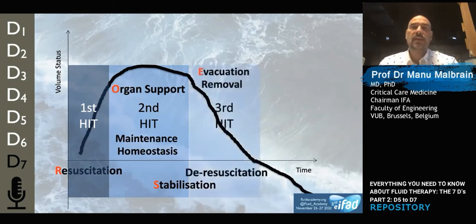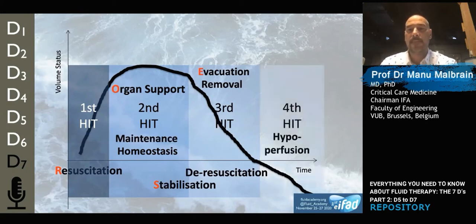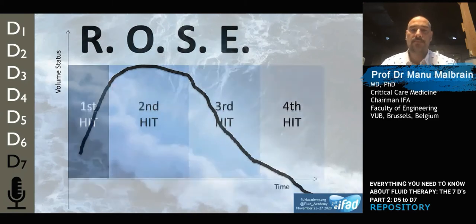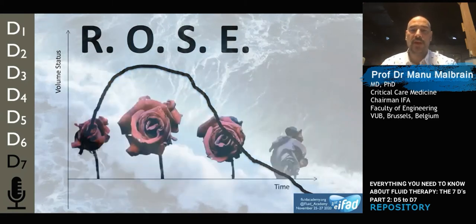And the third hit refers to a global increased permeability syndrome. Normally the patient enters the flow phase spontaneously, like in the polyuric phase after tubular necrosis, but some patients may need active fluid removal. So this is evacuation or de-resuscitation. The fourth hit may come from hypoperfusion if fluids are removed too aggressively. So hence the ROSE acronym. Just have to point out that the rose at the end is just a dry rose. It's not a dead patient.